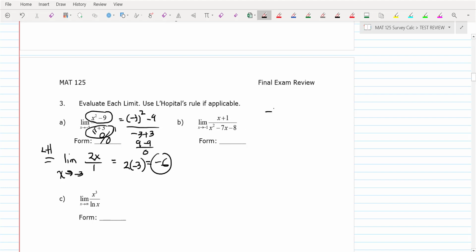The next one would be kind of the same idea. Plug in the negative 1. You'd have negative 1 plus 1 over negative 1 squared minus 7 times negative 1 minus 8. So that is 0 over 1 plus 7 minus 8.